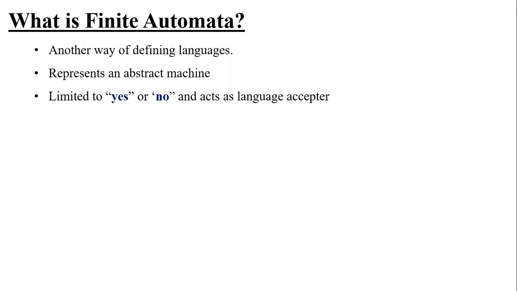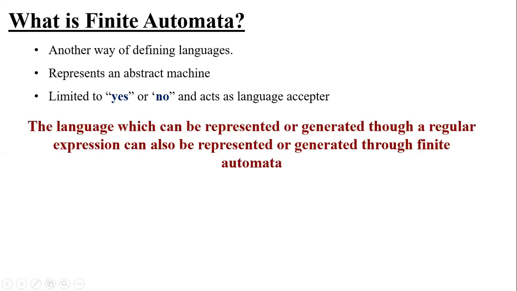We have already discussed regular expressions, and there is a relationship between finite automata and regular expression. And that relationship is that the language which can be represented or generated through a regular expression can also be represented or generated through finite automata. It means that every regular expression is represented by some finite automata, and every finite automata has an equivalent regular expression.